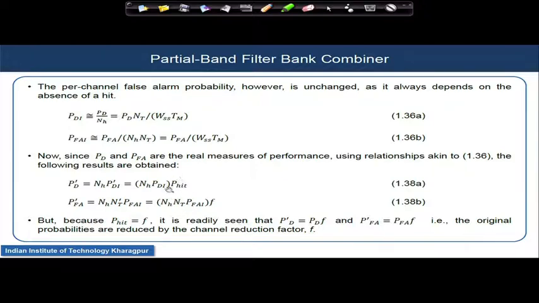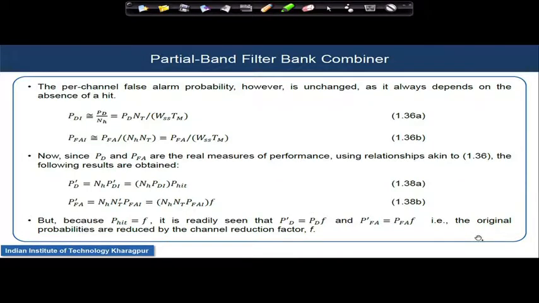And as we understand, P hat is equal to AF. So fundamentally, the total detection probability of your partial band FBC will be the detection probability of your FBC multiplied by the factor f. A similar expression you can find for P dashed FA. The value of f is a reduction factor, it is less than 1. So you will always get a reduced detection probability for your partial band FBC.